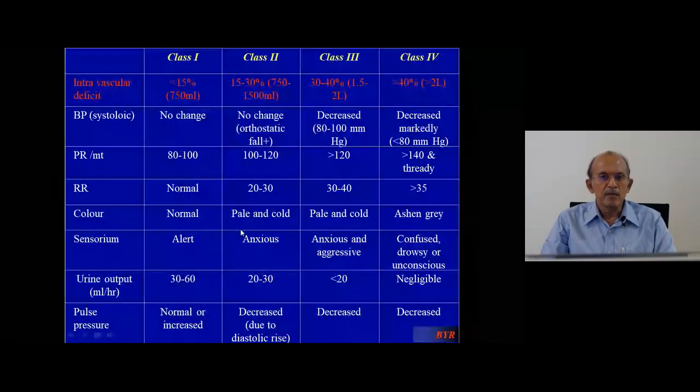Of course, these are all the classification of the clinical manifestations of hypovolemic shock. Around 750 ml, 750 to 1500 ml, between 1500 ml and 2 liters, then more than 2 liters. So these are the things we already studied about this table. So this table tells you about the degree of shock.